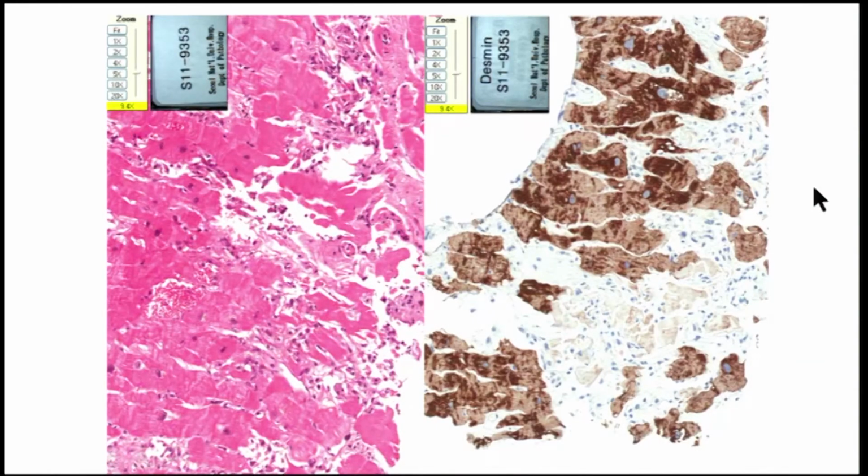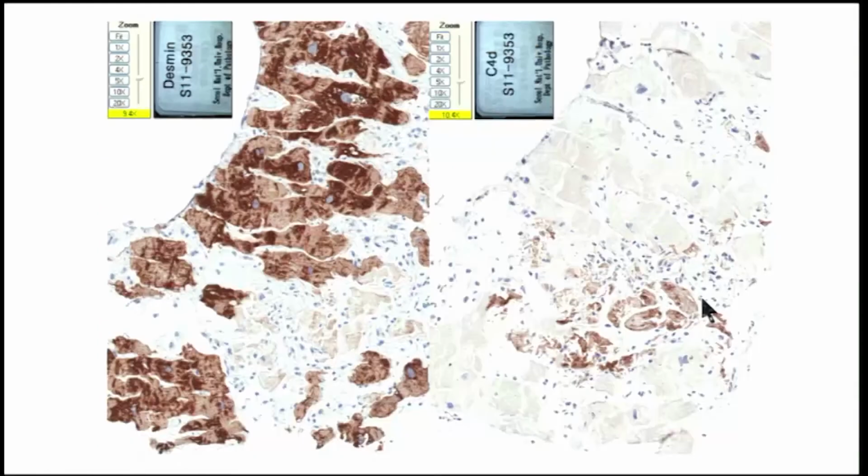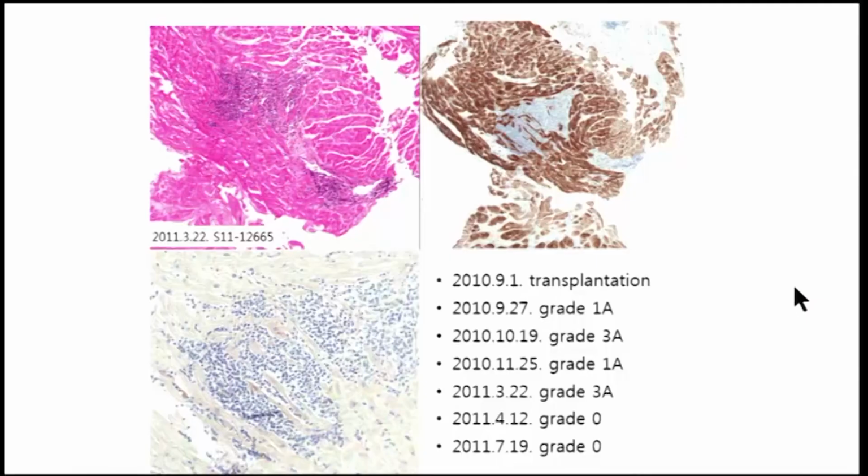And also sometimes this desmin loss can be detected by light microscope, in the H&E section. This is a necrotic myocardium, ischemic necrotic myocardium, not immunologic necrotic myocardium, and it can be detected by negative staining of desmin and also positive staining of C4D. This is a very useful marker to find this condition.